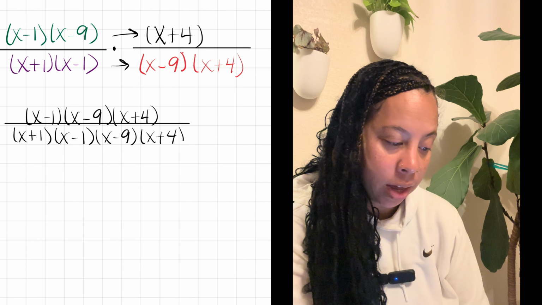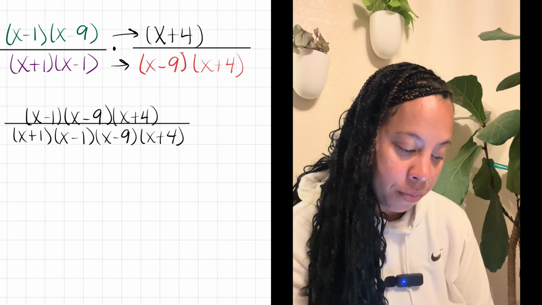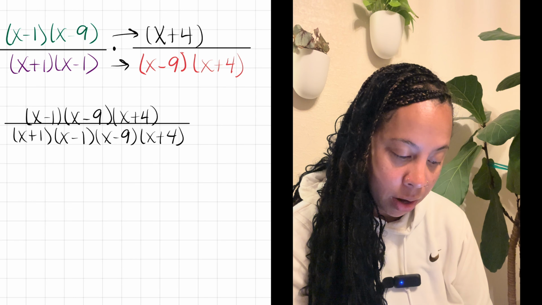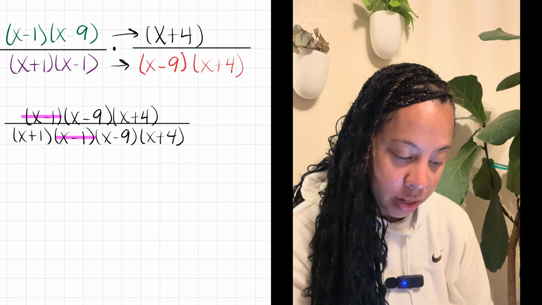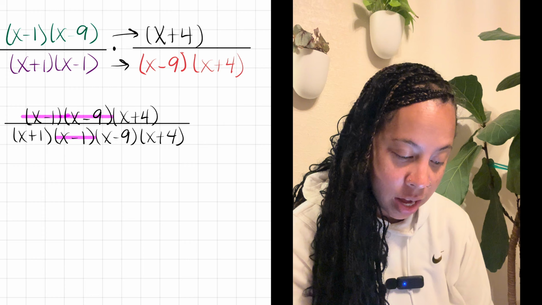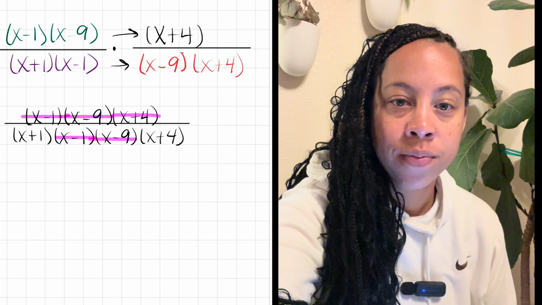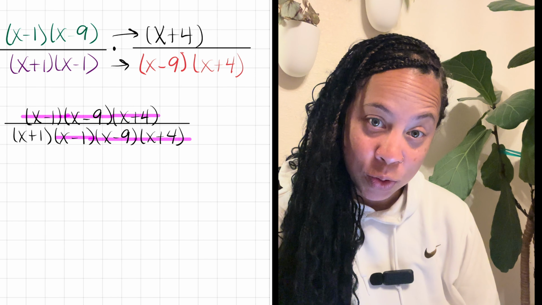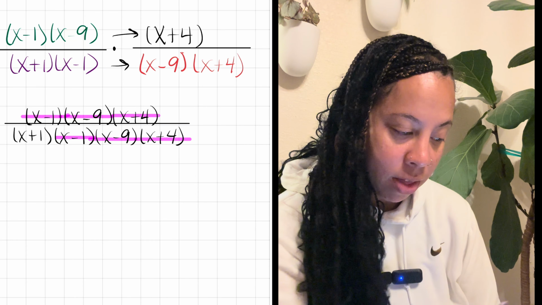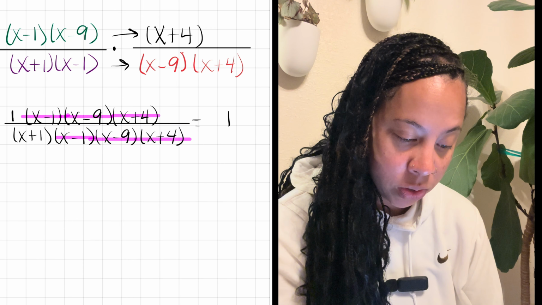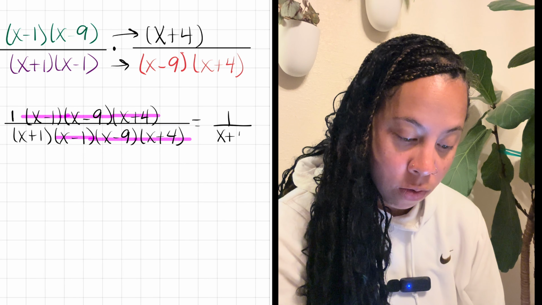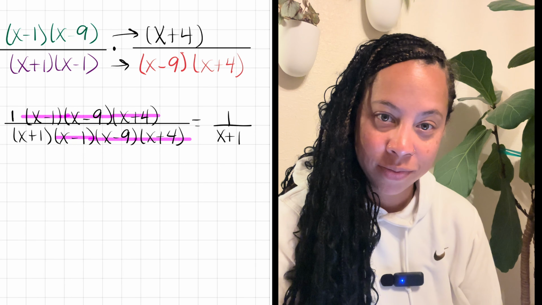Now we're going to look for what cancels. I have an x minus 1 on top and bottom, so I'm going to cancel that. I got an x minus 9 on top and bottom. I'm going to cancel that. I got an x plus 4 on top and bottom and I'm going to cancel that. And now all I have left is 1 on top and an x plus 1 on bottom. So this is 1 over x plus 1. Okay?